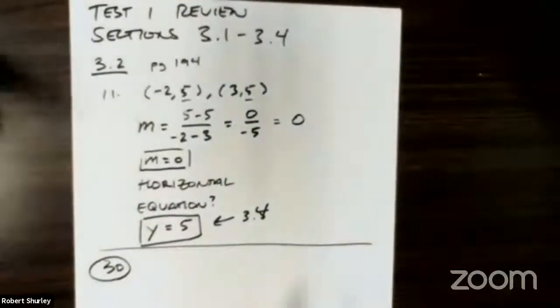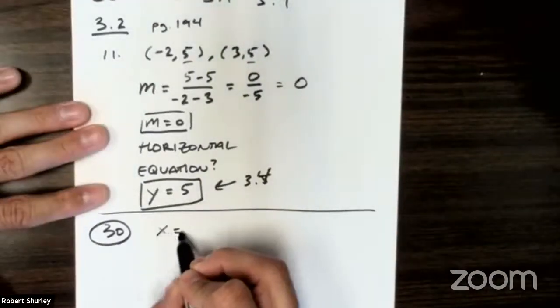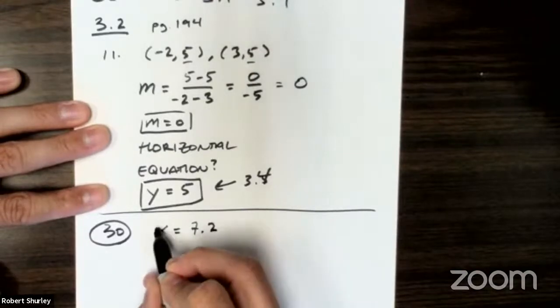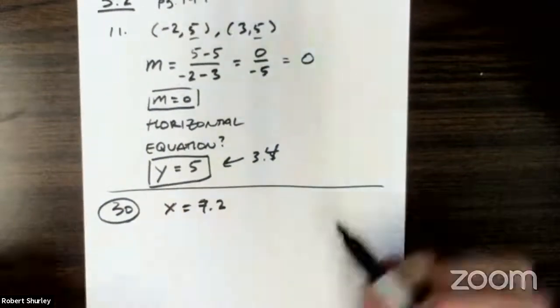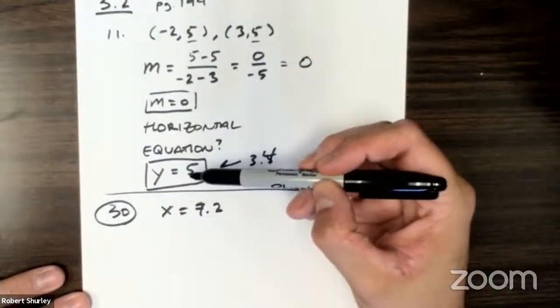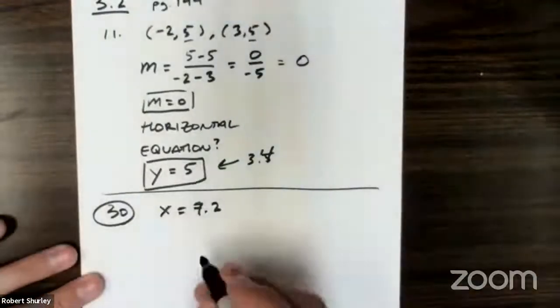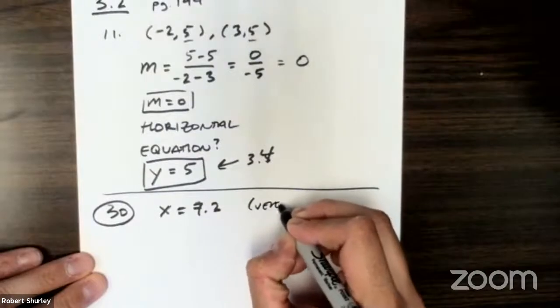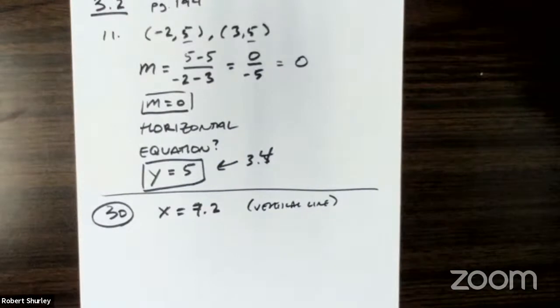Like if we looked at 30, so same page 194, let me flip over here. Same page 194, number 30. We've got x equals 7.2. Okay, x equals 7.2. And now look, we just went over this. Horizontal lines where y equals a number, well, vertical lines are always going to be x equals a number. So I'm going to just write that on the side. I know this is a vertical line.